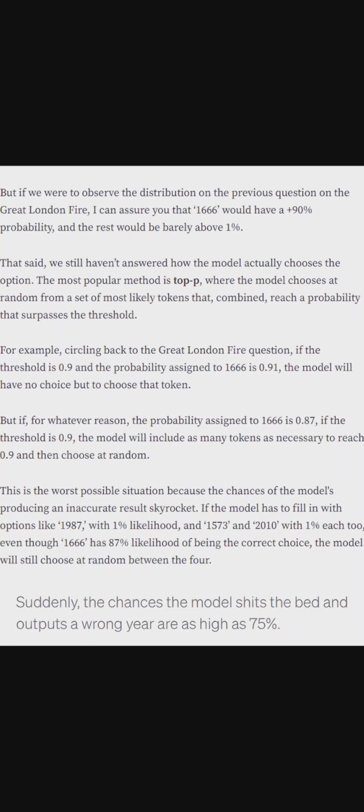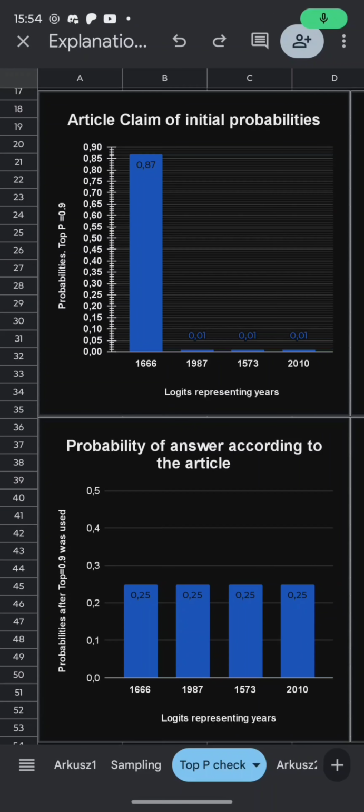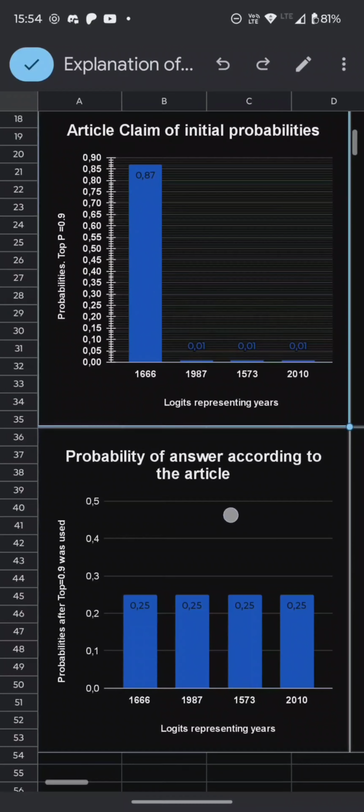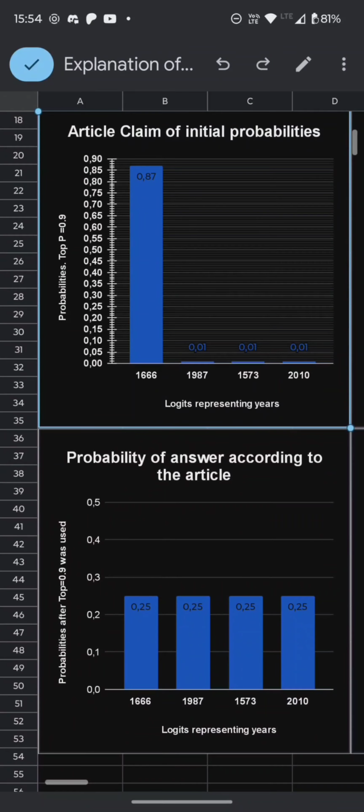This is absolutely wrong, and I will show you why. As you can see, I recreated the claim from the article. And here we have four logits, 87% probability for 1666. And according to the article, after top P chooses logits that sum to 0.9, like it says here, it just randomly picks one, like a die roll, a 1d4 die. And this is completely wrong. I think someone misunderstood the word random.